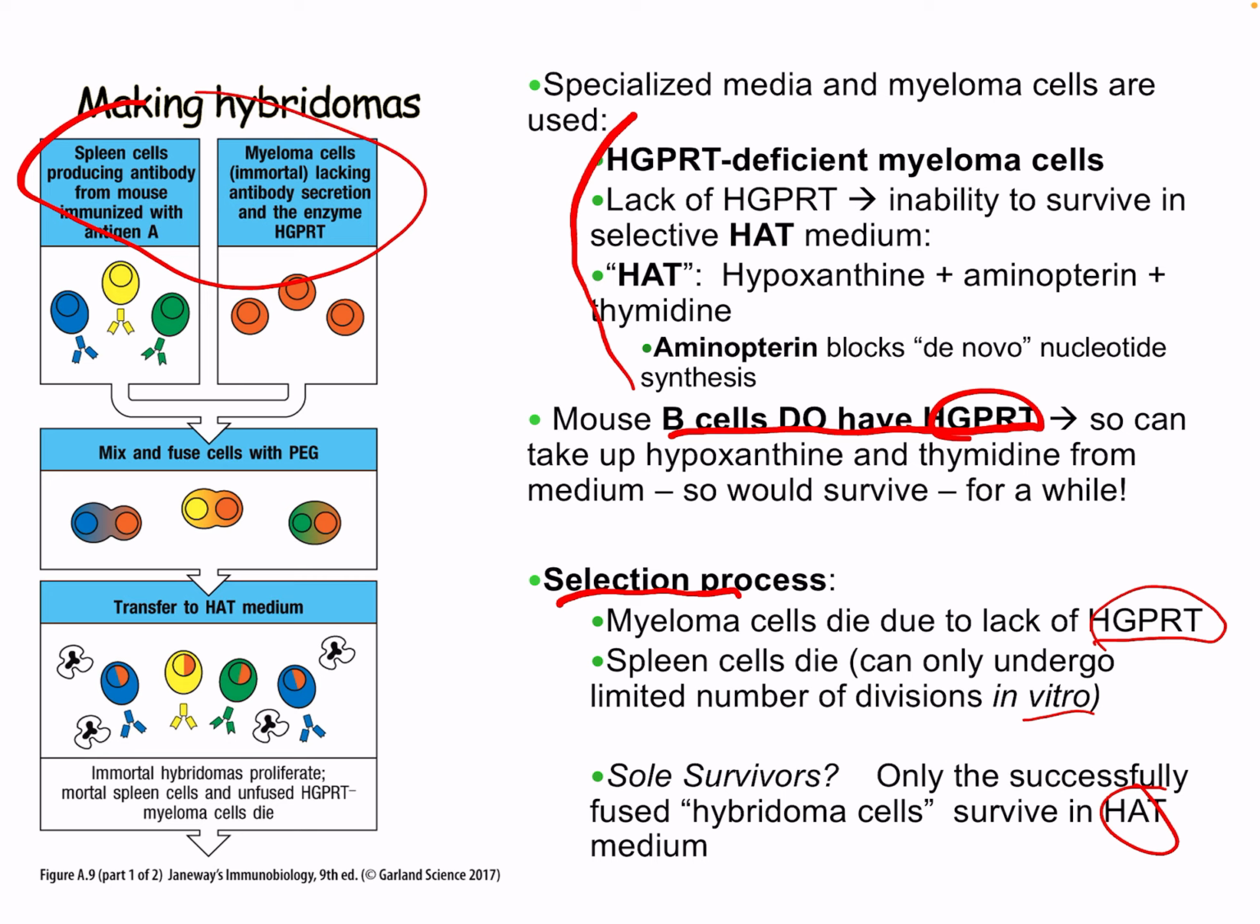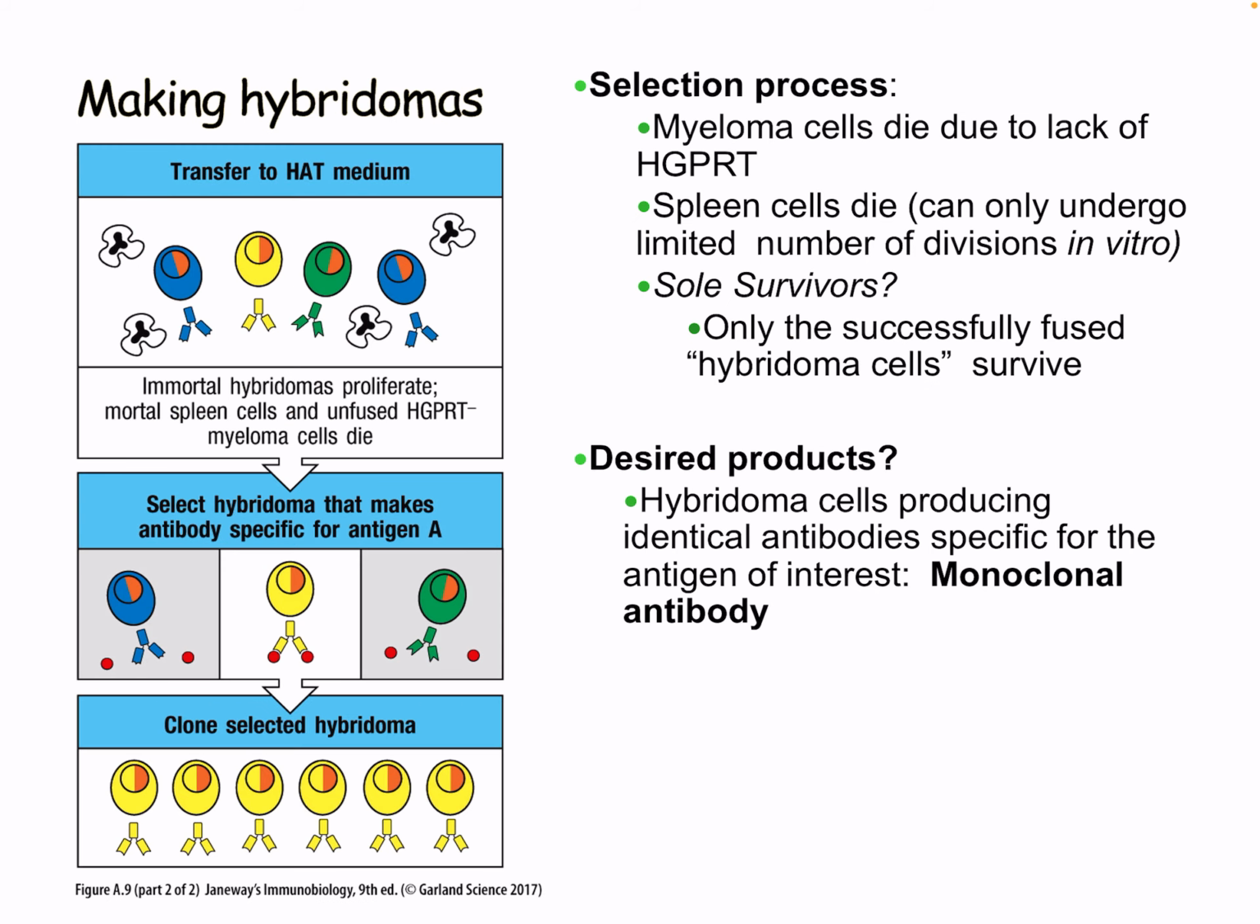So here are spleen cells producing antibody from a mouse immunized with antigen. Our myeloma cells are immortal cells lacking antibody secretion and the enzyme HGPRT. You mix and fuse the cells. Then we transfer to HAT medium, and these immortal hybridomas proliferate, and the spleen cells and unfused HGPRT-deficient myeloma cells die. So again, the sole survivors are the hybridoma cells. The desired product of this reaction is hybridoma cells producing identical antibodies specific for the antigen of interest, which is the monoclonal antibody.